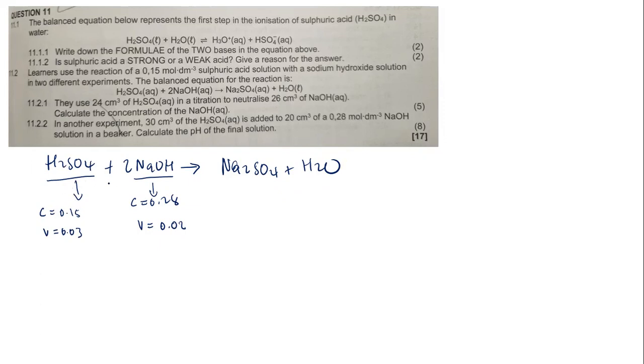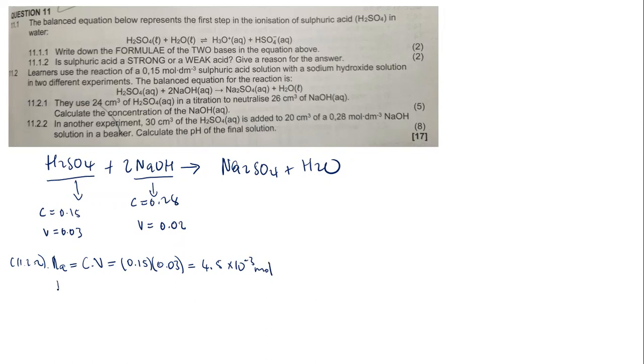So let us firstly determine the limiting reagent. But before we can do that, we're going to use this data to determine the number of moles first. So to solve question number 11.2.2, we're going to determine the number of moles of our acid, which is C multiplied by V. The concentration of our acid is 0.15 and the volume is 0.03. When we punch 0.15 multiplied by 0.03 on our calculator, we get that our number of moles is 4.5 times 10 to the power negative 3 moles.